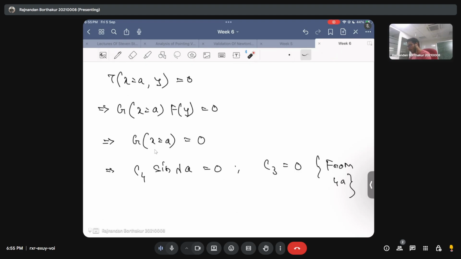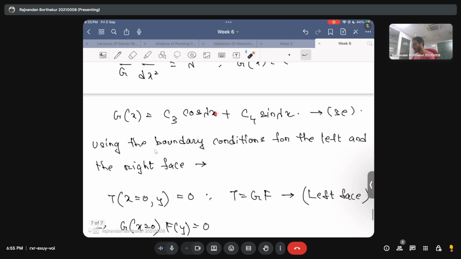Which means that now we encounter two possibilities. Either C4 is equal to 0, but this is not possible because C3 is already 0, and had C4 been equal to 0, my entire G would turn out to be 0, because G is nothing but C3 times cos lambda x plus C4 times sin lambda x. Since C3 is already 0, if C4 were 0, then G would be 0, which would mean that T is 0, the same trivial solution, and we are not looking for that.